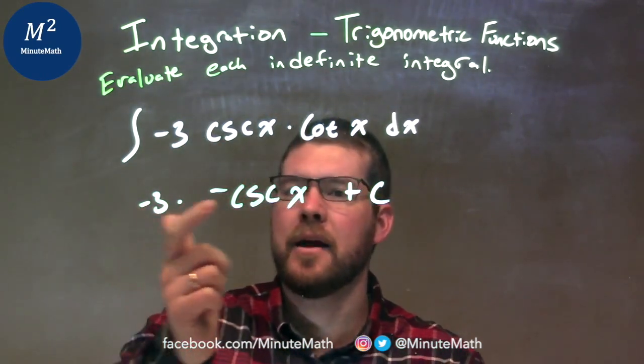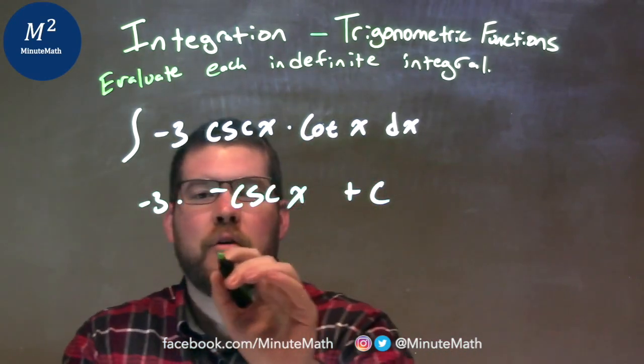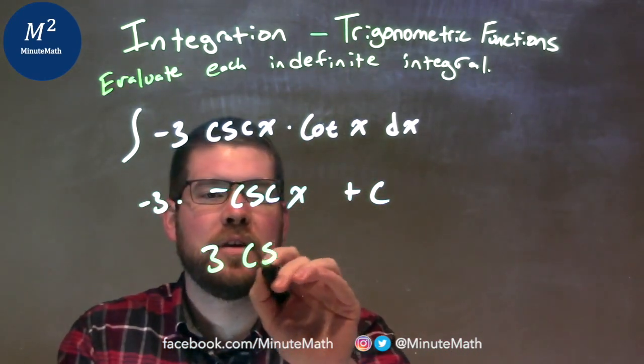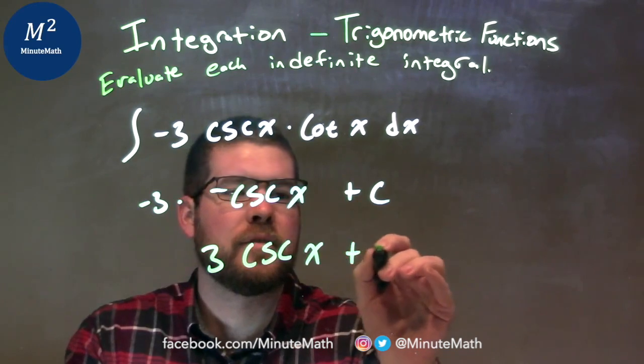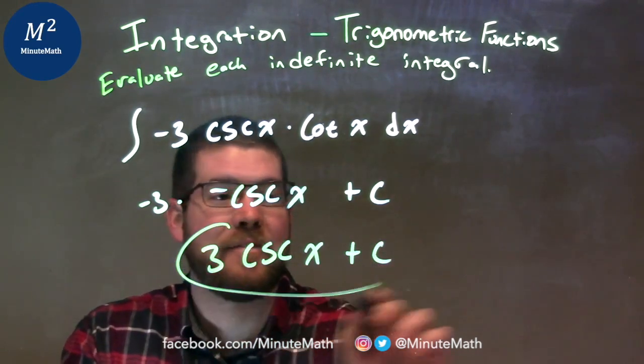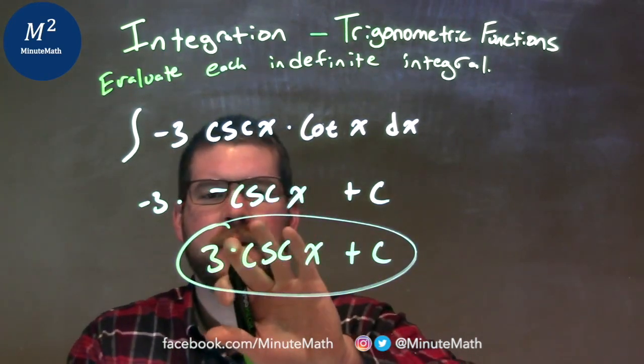Okay, so now the negatives cancel, so it's positive. So our final answer is just 3 cosecant x plus c. And there we have it.